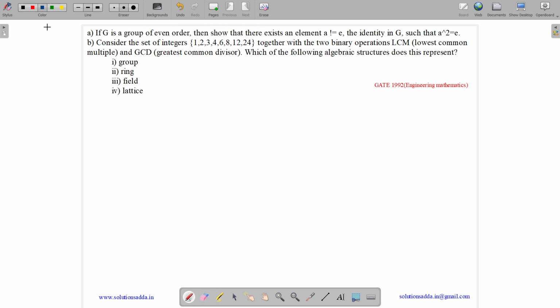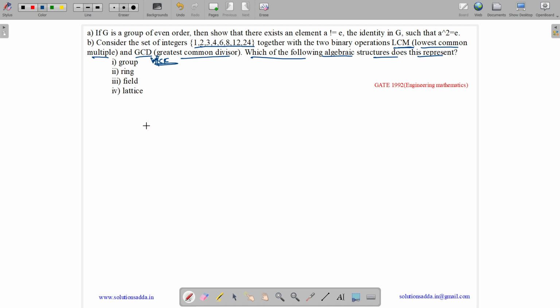The second question states, consider the set of integers 1, 2, 3, 4, 6, 8, 12, 24 together with two binary operations: LCM, which is lowest common multiple, and GCD, or we can say HCF, greatest common divisor or highest common factor. Which one of the following algebraic structures does this represent? Group, ring, field and lattice.